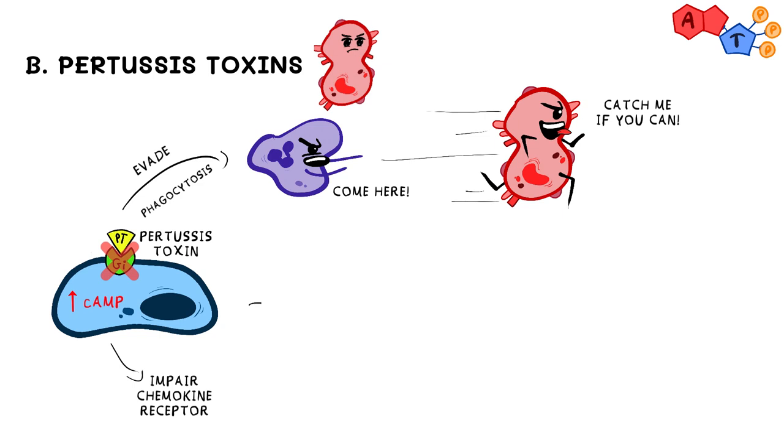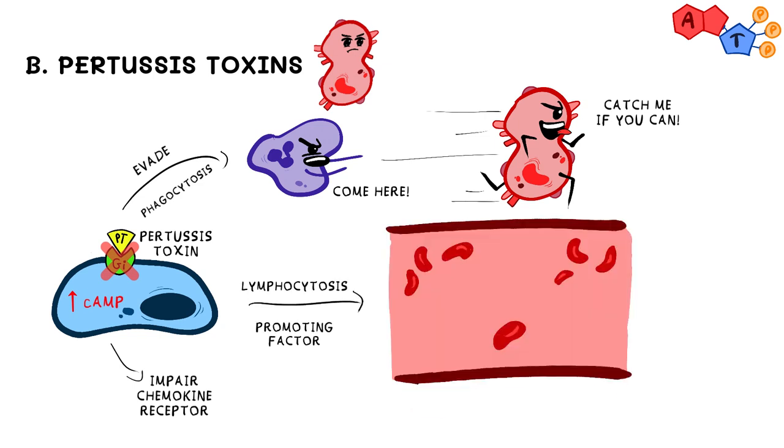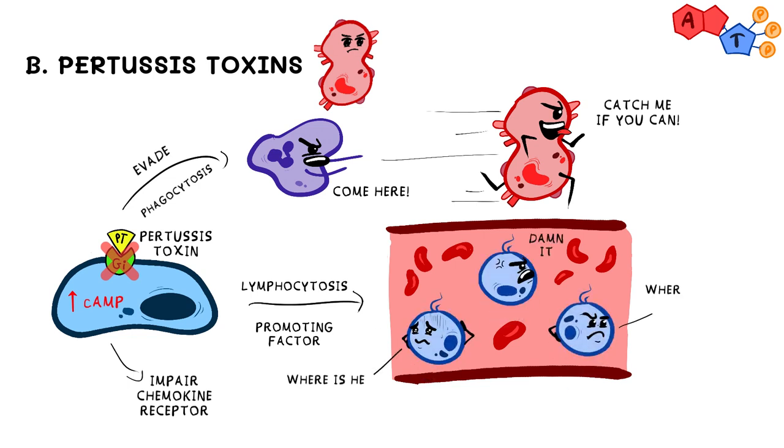Pertussis toxin is sometimes referred to as lymphocytosis promoting factor, since it prevents lymphocytes from locating the infection and leaving the bloodstream, which can lead to lymphocytosis. This is important and frequently tested. Although it's a bacteria, it's characterized by lymphocytosis, and now you know why. It's nice to know that the degree of lymphocytosis somewhat correlates with the severity of illness.